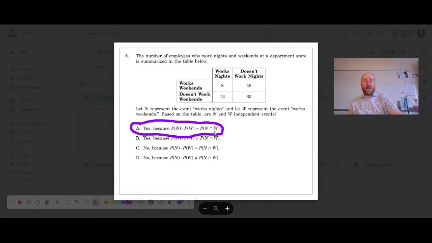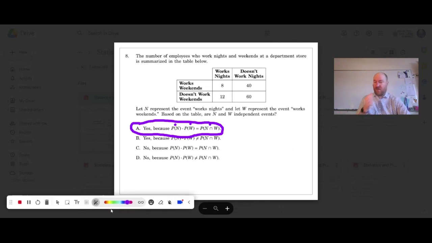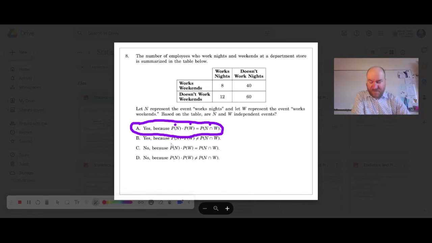So this right here is exactly the definition of two events being independent. Like we said in the last question, if two things are truly independent, then the probabilities of each of them happening separately, when multiplied, should equal the probability of both things happening. So let's look at the table.